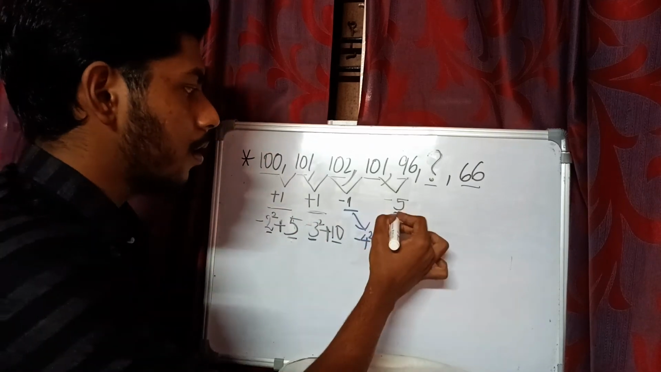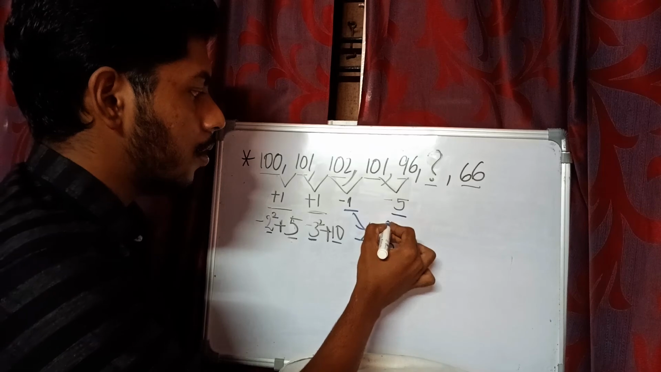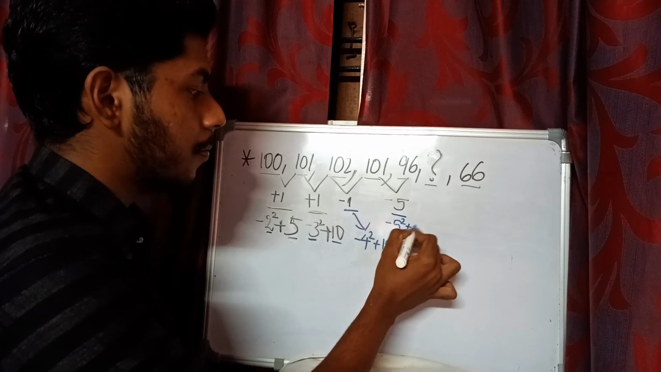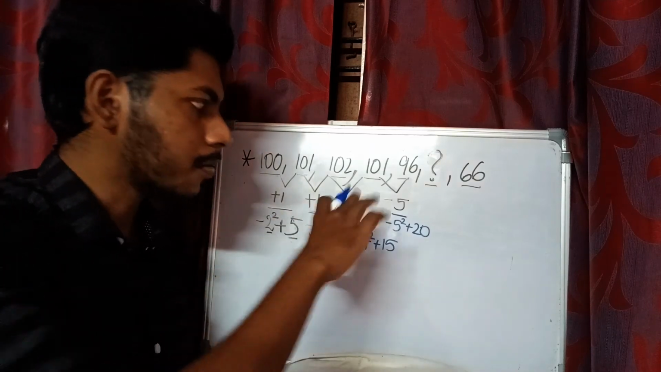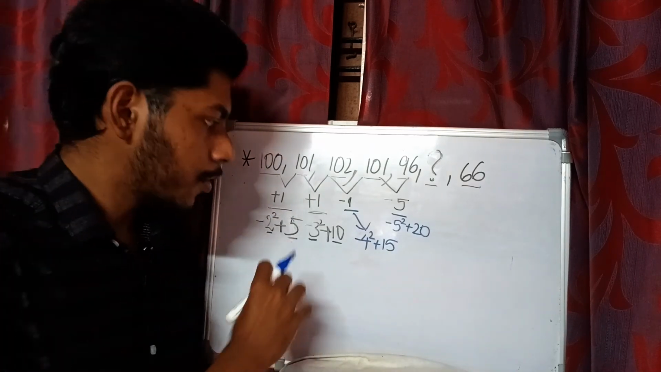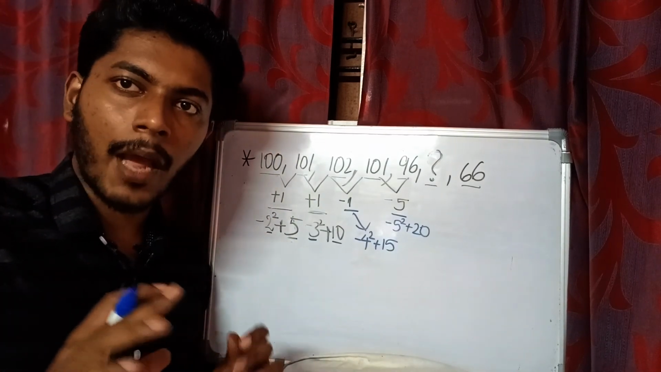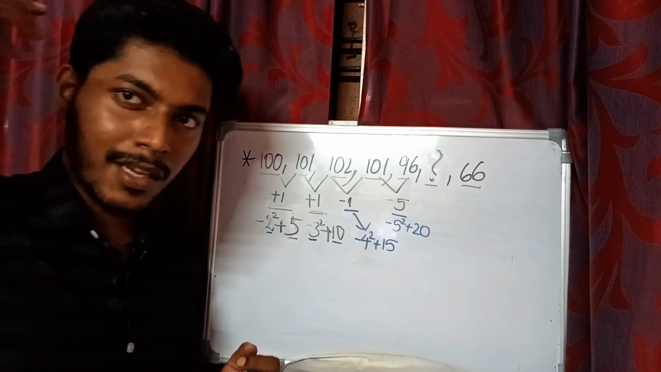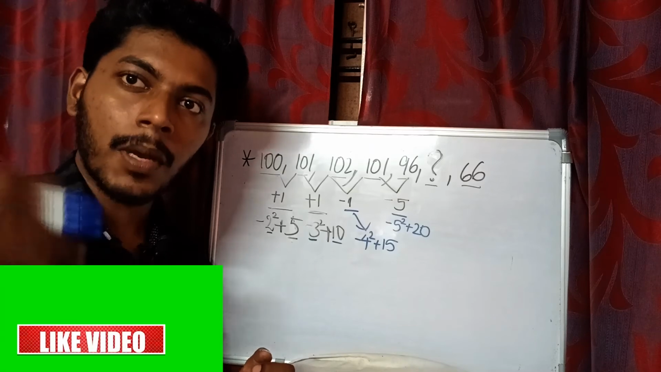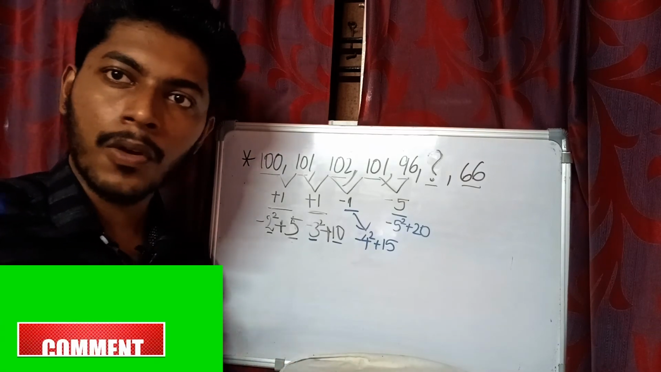Correct. So next one is minus 5 square plus 20. It's correct. Yeah, minus 25 plus 20 is minus 5. Yeah, you got the pattern. But I'm not saying it's simple. It's not simple. For getting that in your mind is very essential. By practicing, you can get it.